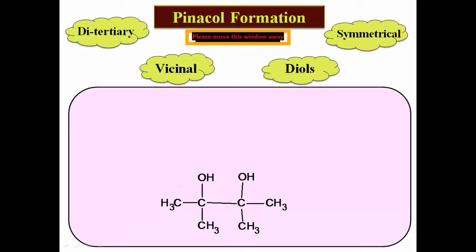Okay. Now, how will you define pinacol? That compound is called pinacol. It has four properties. First, it is an example of dihydric alcohol, which means it is a diol. Second, it is ditertiary in nature, meaning two OH groups are tertiary in nature. Then it is symmetrical, and also it is vicinal. Vicinal means two OH groups are present on adjacent carbon atoms. Now, how will you define pinacol? The ditertiary and symmetrical vicinal diols are called pinacol.